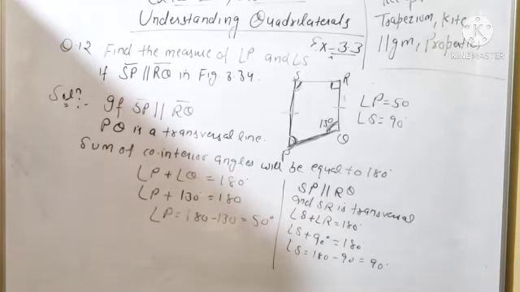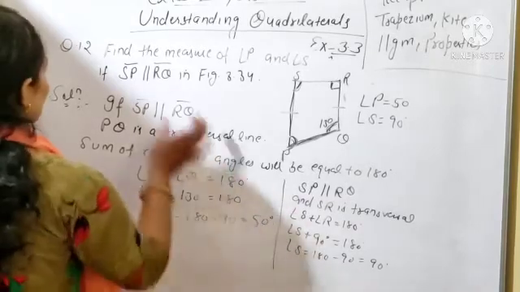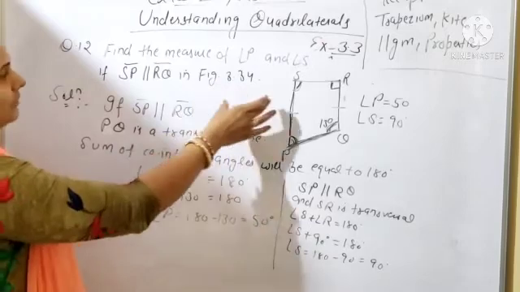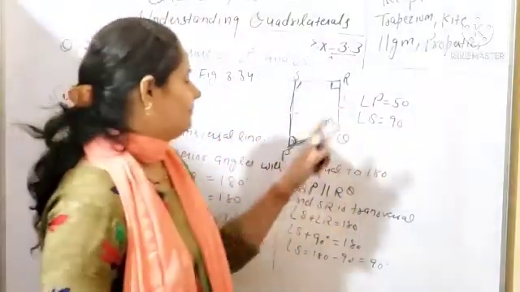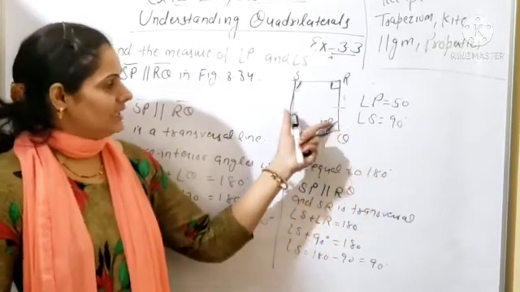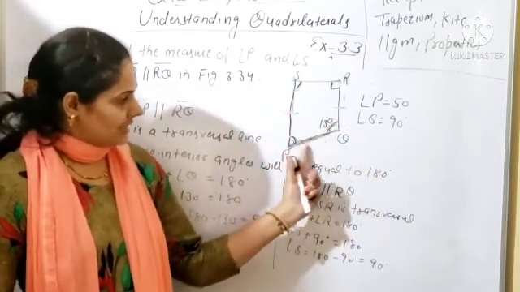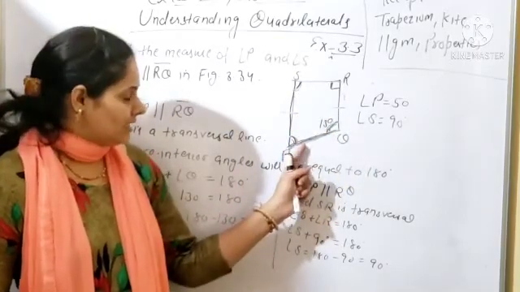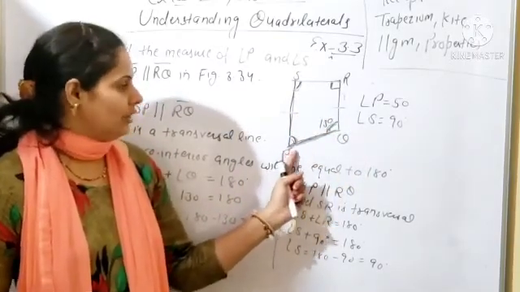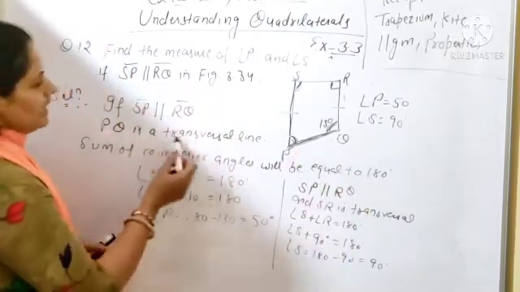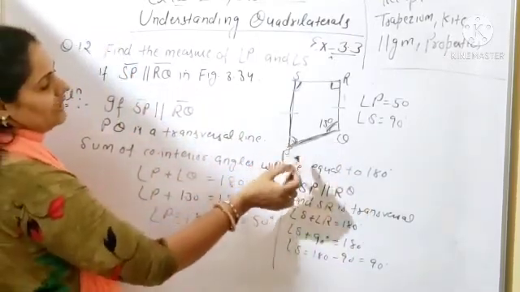So simple, what is given, beta? Find the measure of angle P and S if SP line is parallel to RQ and in this figure 3.34. So this line SP means this one line is parallel to RQ line. If these are two parallel lines, then PQ is also a transversal line and SR is also a transversal line. So first, to find out the angle P, you will take the transversal line PQ. Okay, so if PQ is a transversal line, you can say sum of co-interior angles.